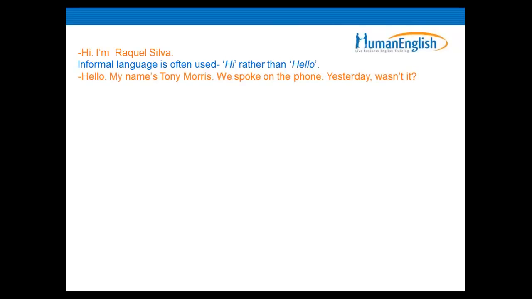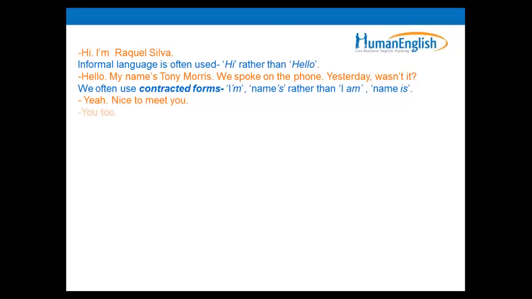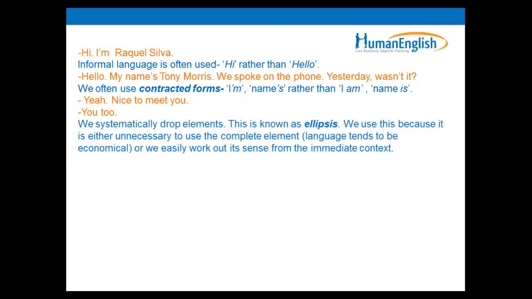Hello, my name's Toni Morris. We spoke on the phone yesterday, wasn't it? So we often use contracted forms when we are speaking. I'm rather than I am. All right. We also often systematically drop parts of the sentence. This is known as ellipsis. Okay. We use this because it is either unnecessary to use the complete element or we can work out the sense from the context. Okay, so we drop parts of the sentence.